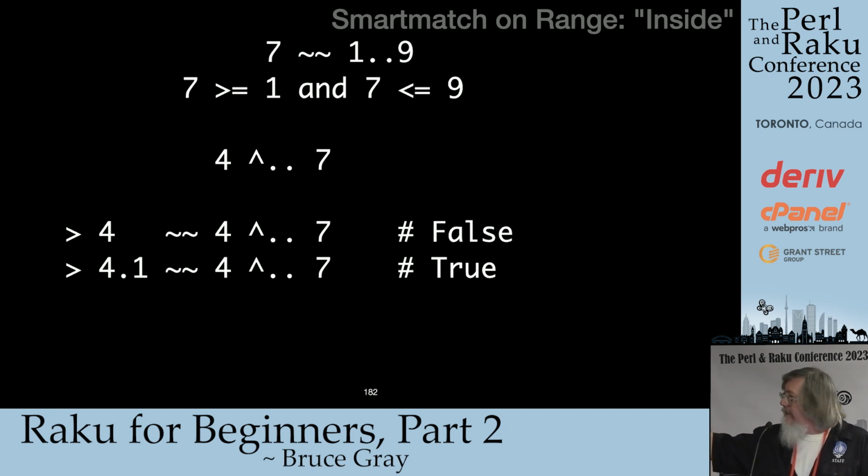More about ranges. If I smart match on a range, I'm asking, is the thing in the range? So if I say 7 ~~ 1..9, it's essentially asking, is 7 greater than or equal to 1, and is 7 less than or equal to 9? That's very useful. There's a lot of times you're writing that second line, and you'd like a short form of it, and so now you've got a short form of it.